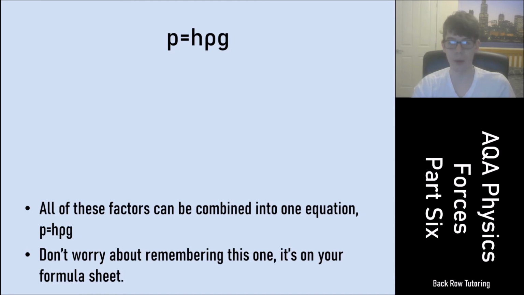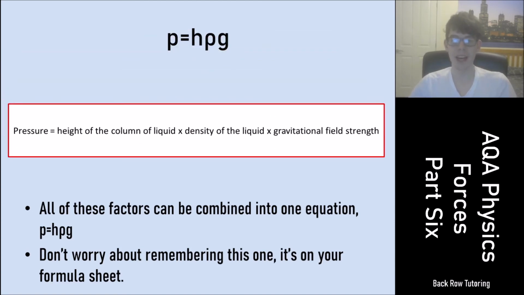Let's have a look at our next equation. The pressure inside a column of fluid is equal to the height of the column of liquid multiplied by the density of the liquid multiplied by the gravitational field strength. So all of these factors can be combined into one equation: pressure is equal to the height times the density times the field strength. Now, the good thing about this formula is you don't actually need to remember it. You just need to know how to use it.